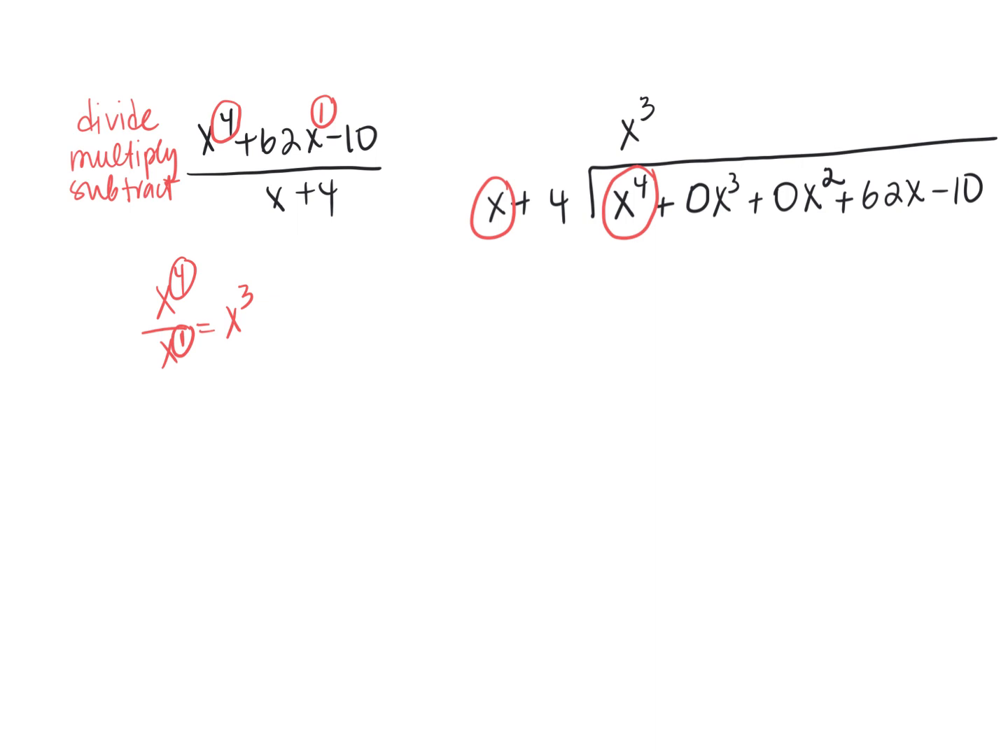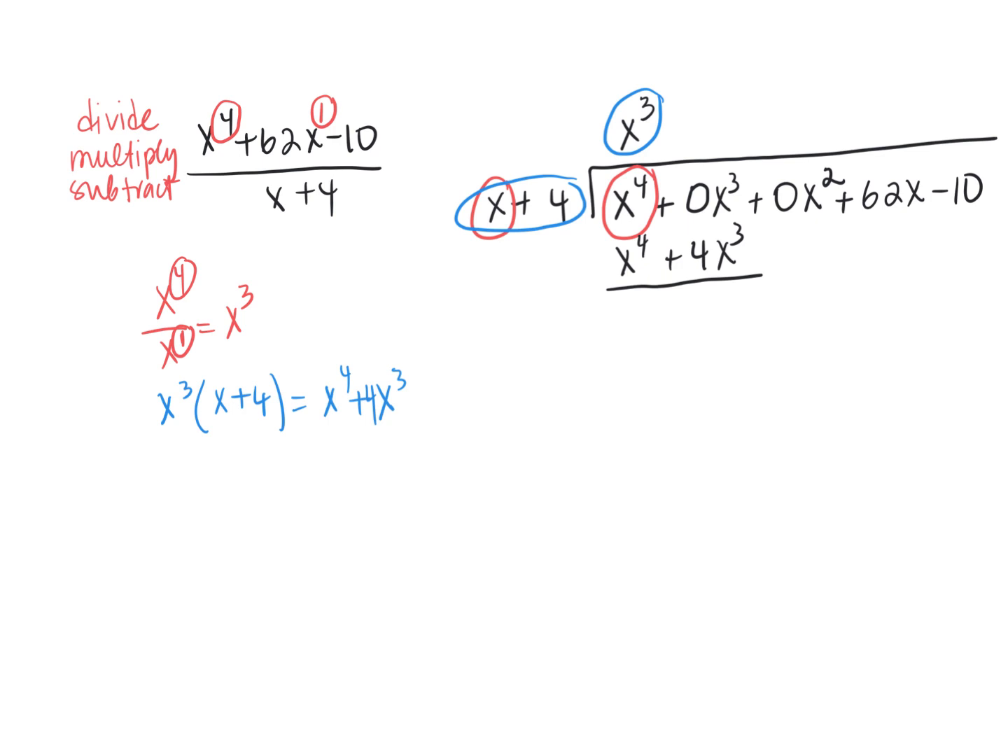So we concluded division. Now we multiply. So multiplying is, we're going to take this x to the power of 3 and multiply it by the entire x plus 4. So x to the power of 3 times x plus 4, and that gives us x to the 4th plus x to the 3rd times 4, so 4x to the 3rd. This result goes below the box, x to the 4th plus 4x to the 3rd, and now we are going to subtract. We will subtract vertically.